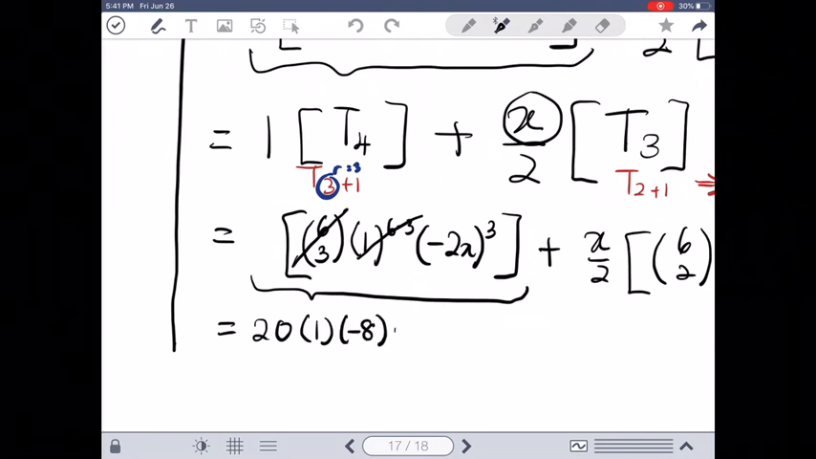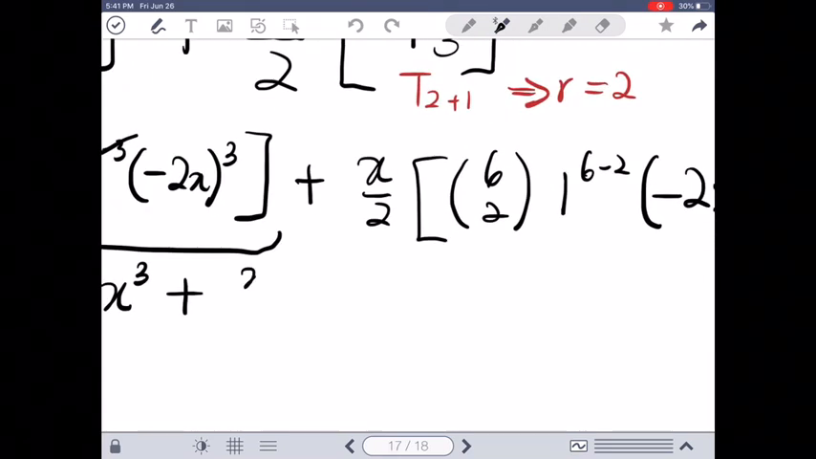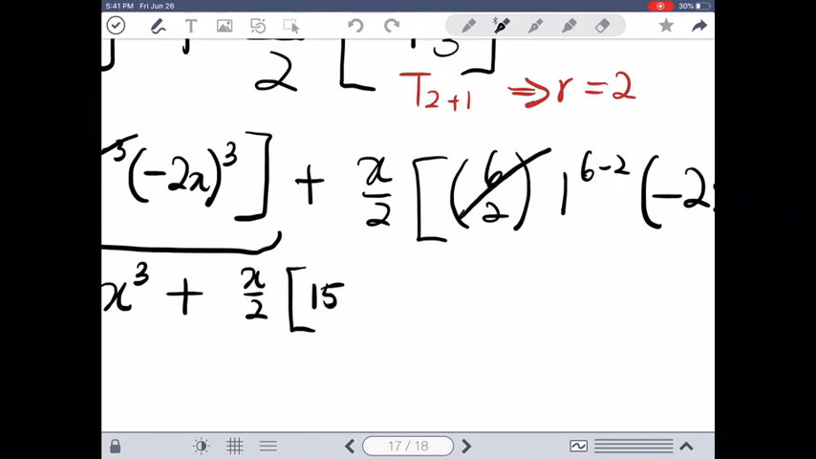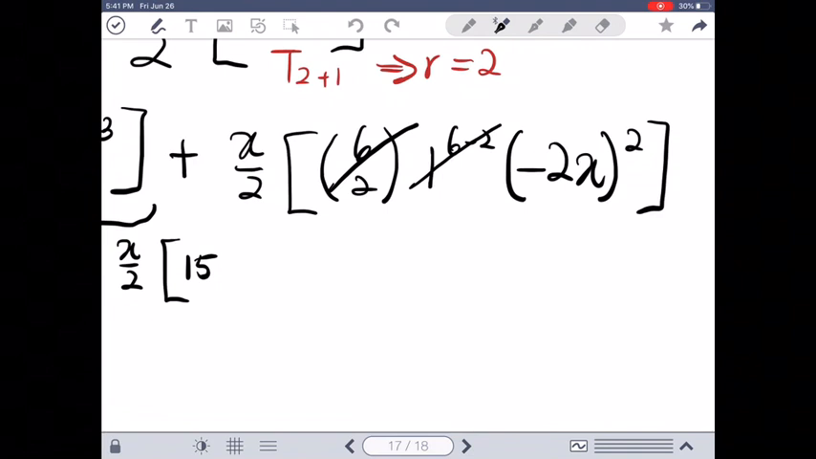You will get negative 8. Okay, so x to the power of 3 plus with x over 2 multiply with 6c2. So let's do it one by one. 6c2 is 15. Okay, done with that. 1 to the power of anything is 1.